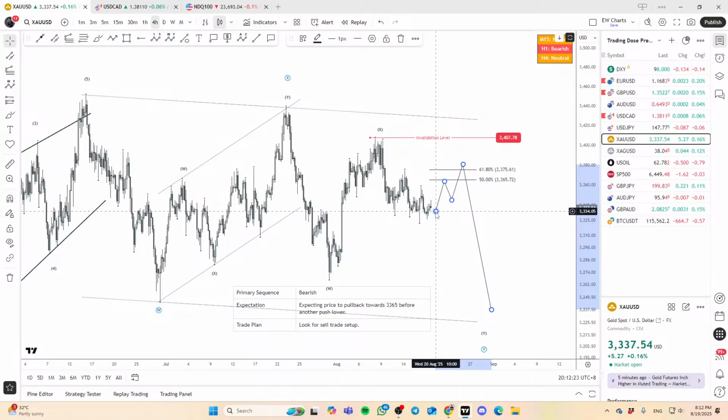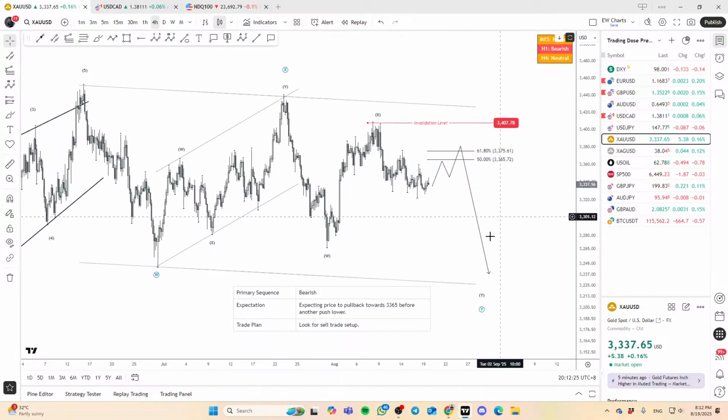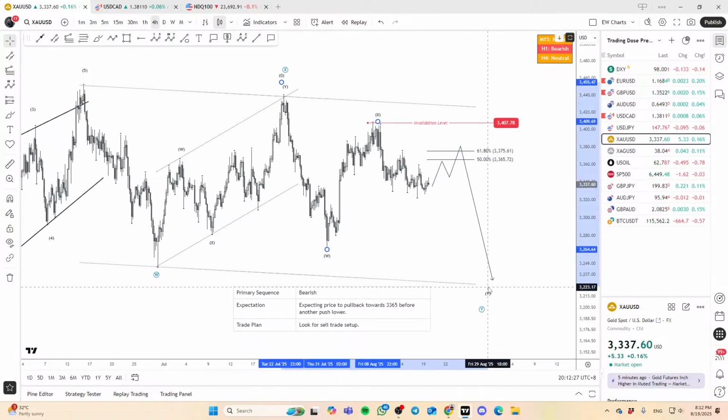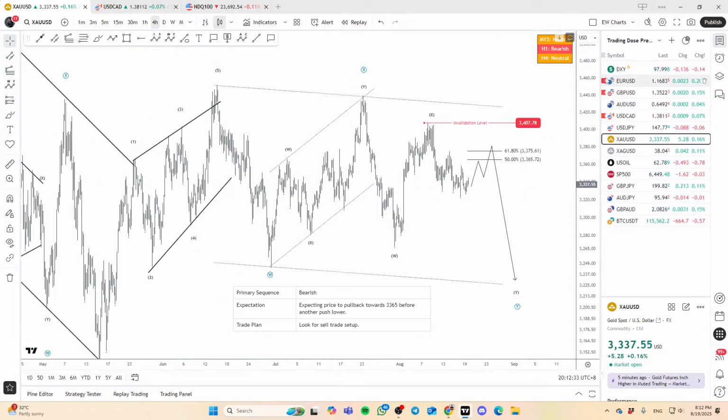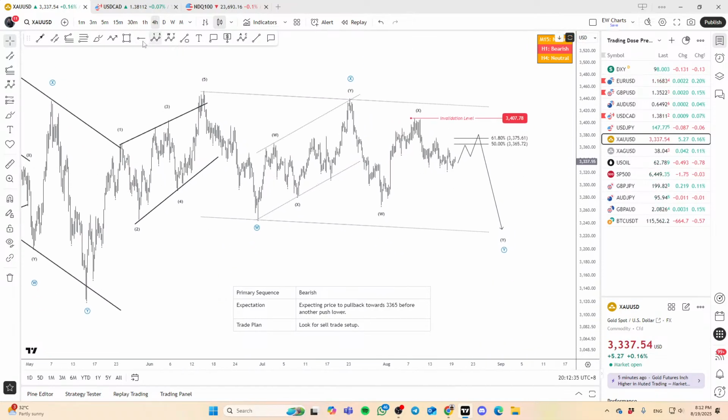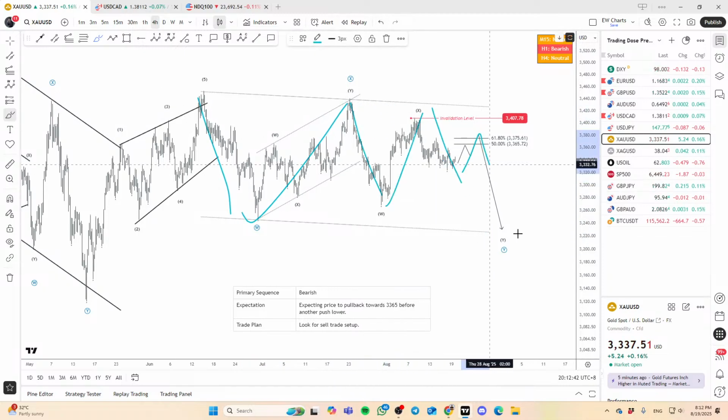So gold here, I'm actually expecting some sort of a pullback, and then a move lower, right? So if I zoom out a little bit, this is the pattern structure I'm expecting, right? 1, 2, 3, and then within the third wave here, we are looking at something like this, right?